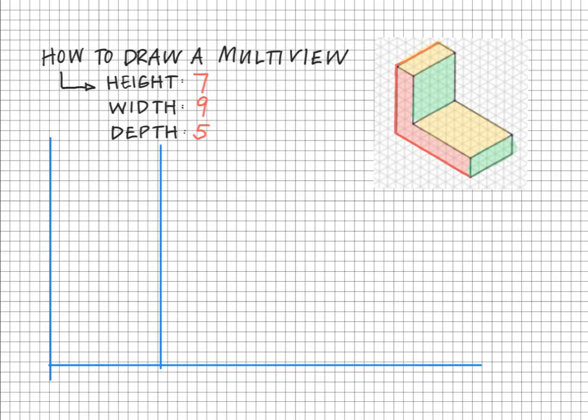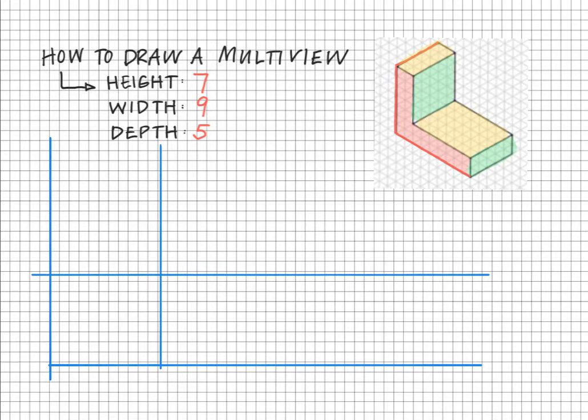I know my overall height is 7. So I'm going to do a similar thing and count 1, 2, 3, 4, 5, 6, 7 along the vertical line. And now I have my overall height laid out for my front view. The reason why I drew the line all the way across is because we want to keep in mind that the right view has the exact same height as the front view. So this is going to be my guide over there as well.